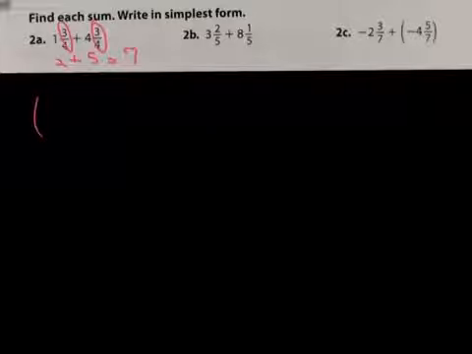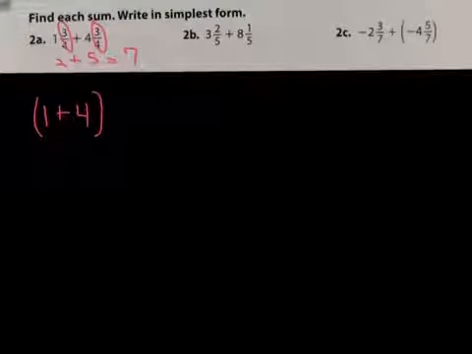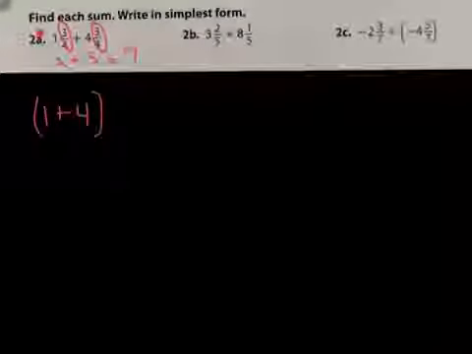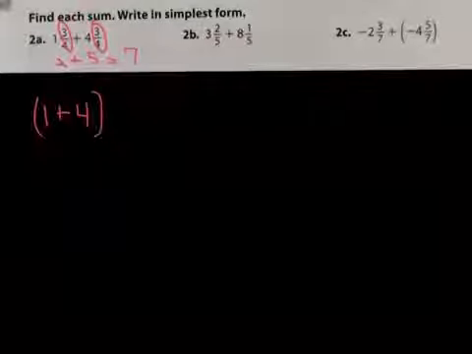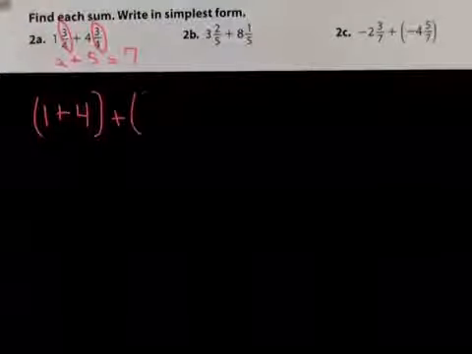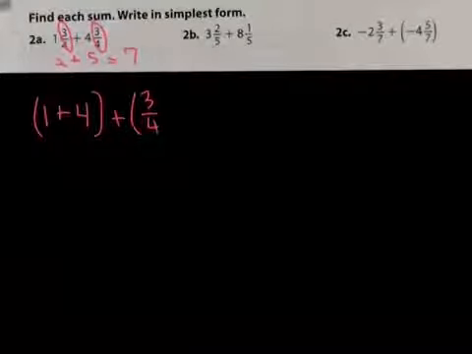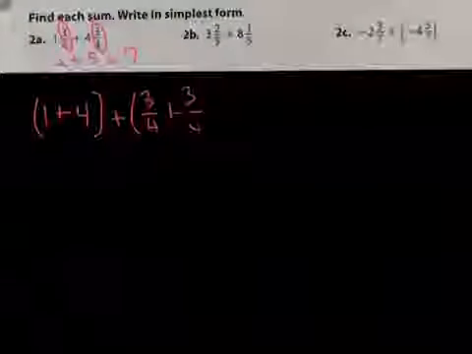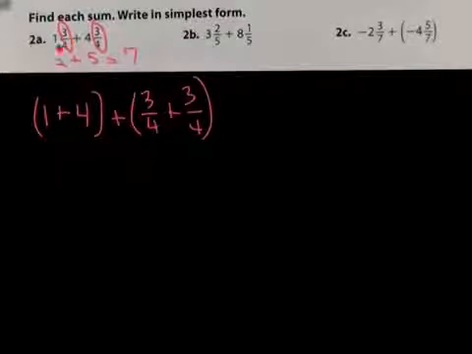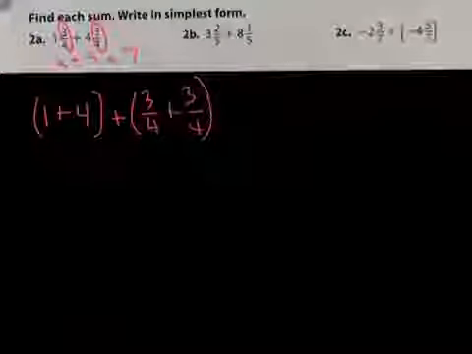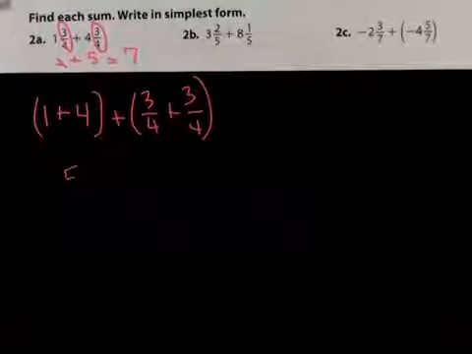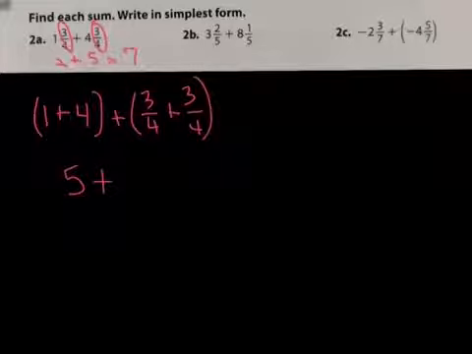Because I have common denominators, I can take the 1 and the 4 and keep those together. Use the commutative property, 1 and 4. Okay, and then I'm going to add my 3/4 and my 3/4, from each one, the ones I have right here.